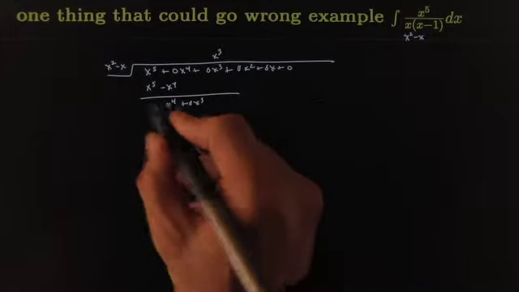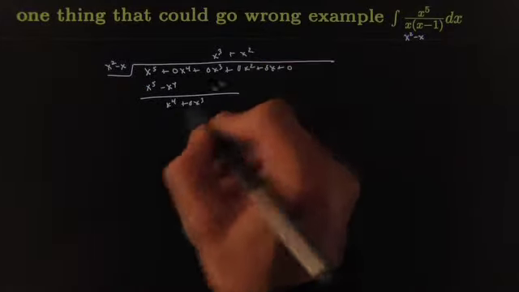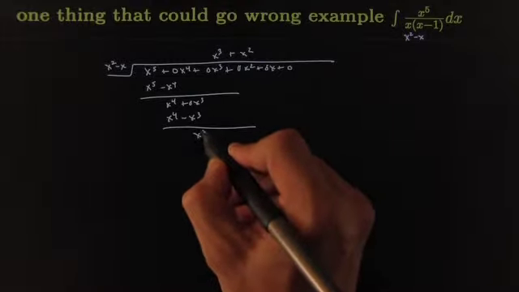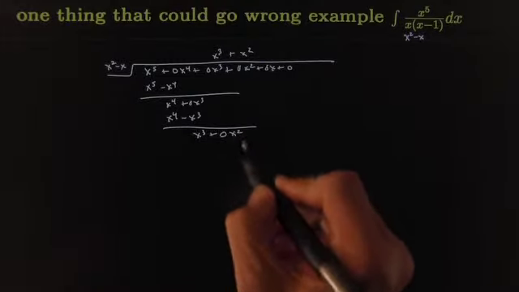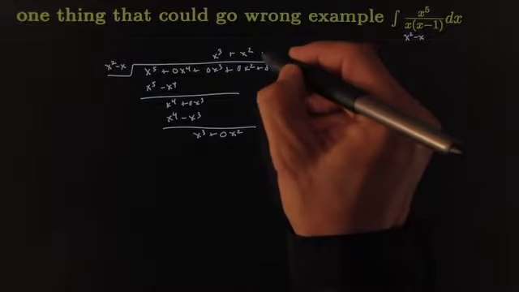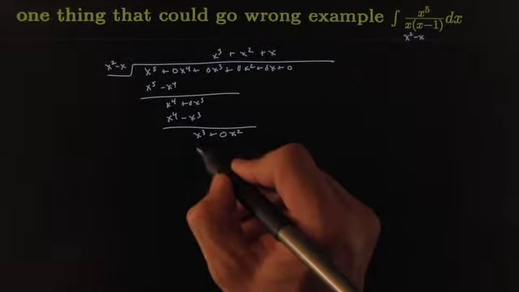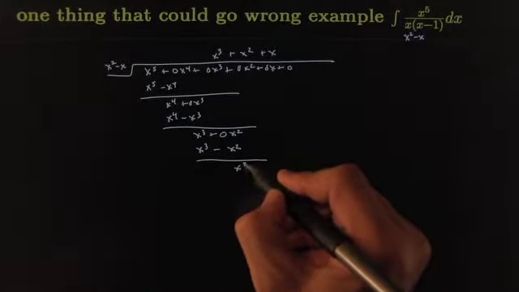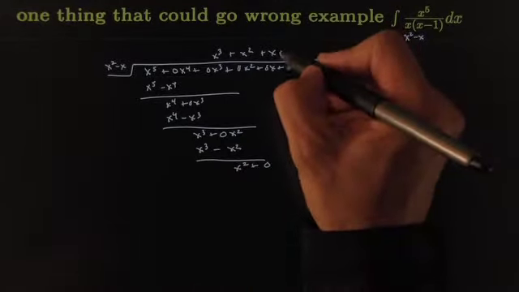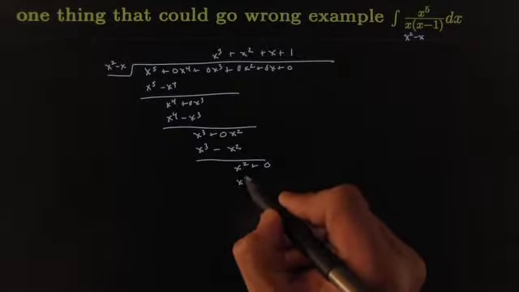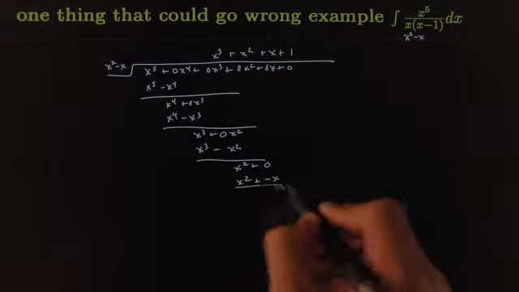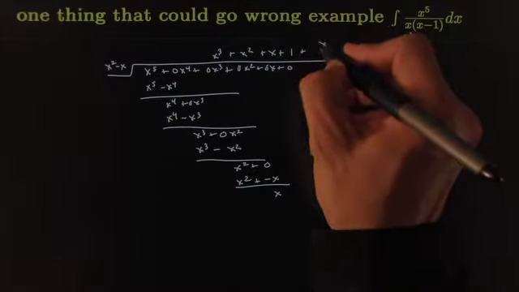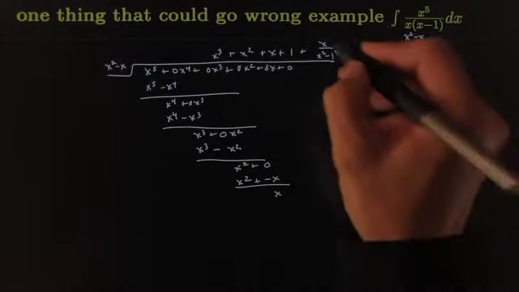Start the process all over again. x squared would give you x to the 4th minus x to the 3rd. Subtract them. x to the 3rd plus 0x squared. That would give you x, so x to the 3rd minus x squared. Subtract them. That would give you x squared plus 0. And I could go one more time. It would give you x squared minus x, subtract them, and that would give you x. And that's the remainder, x over x squared minus x.